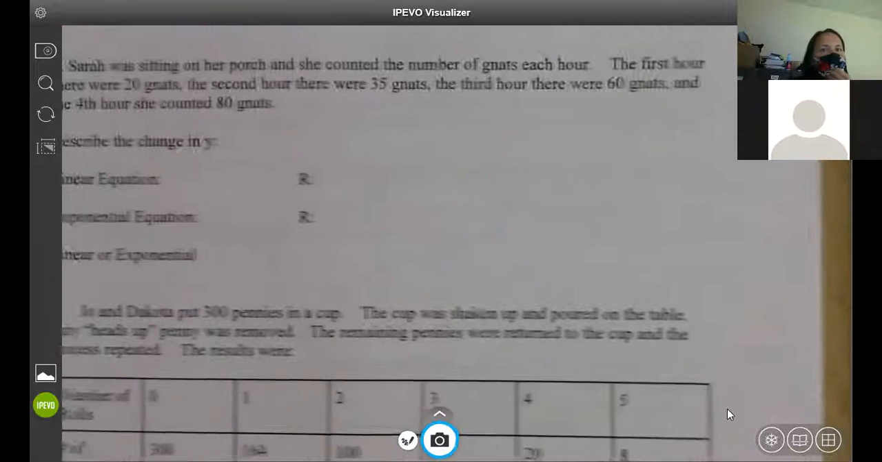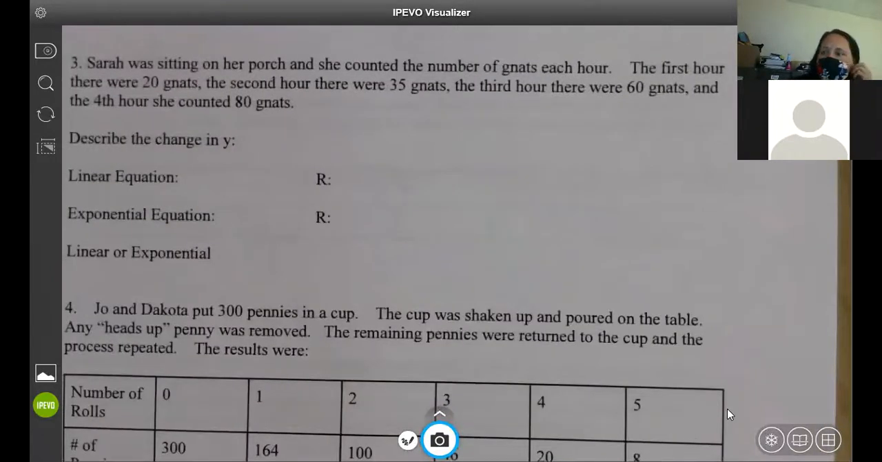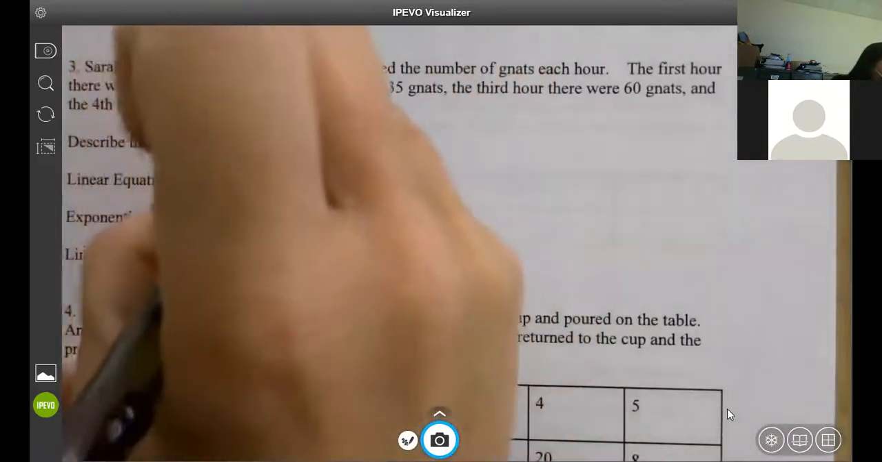Sarah was sitting on her porch and she counted the number of gnats each hour. The first hour there were 20 gnats, the second hour there were 35, the third hour there were 60, and the fourth hour she counted 80. So describe the change in Y. What's happening? What's it doing? Going up every hour. Yeah, you can just say increasing.